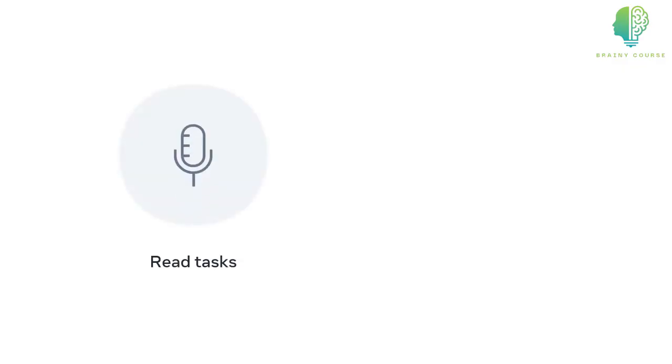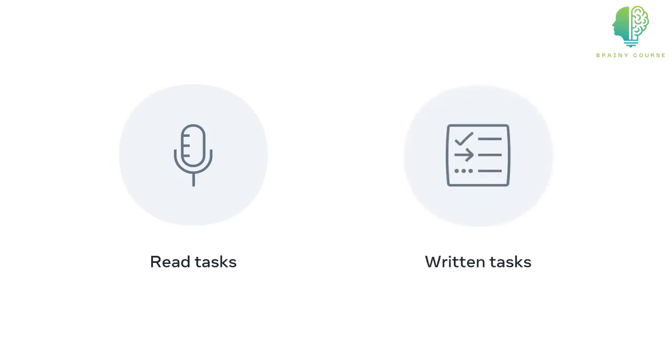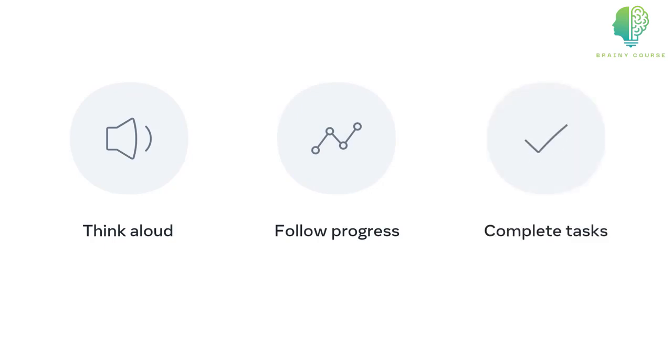The facilitator may read the task instructions to the participants, or they may be given to the participants in writing in task sheets. Participants are often asked to think aloud while completing tasks, allowing the facilitator to follow their progress, knowing which task the user is completing and that the participant has read the instructions correctly.